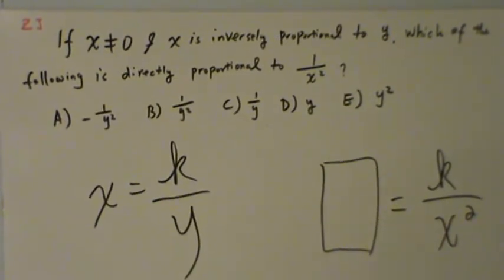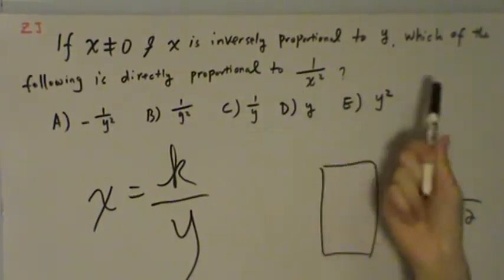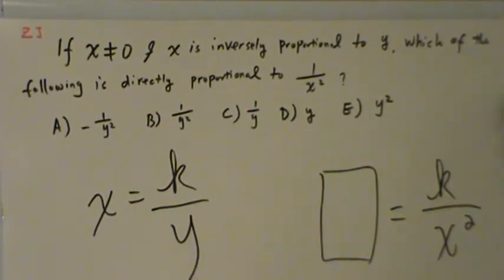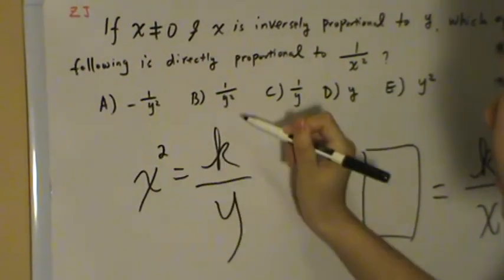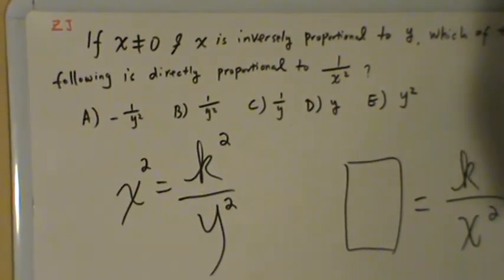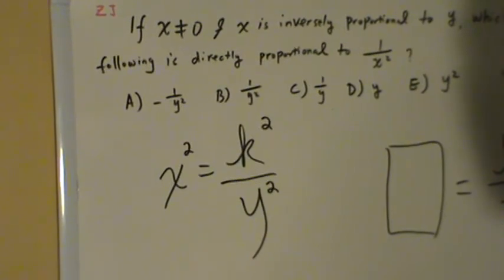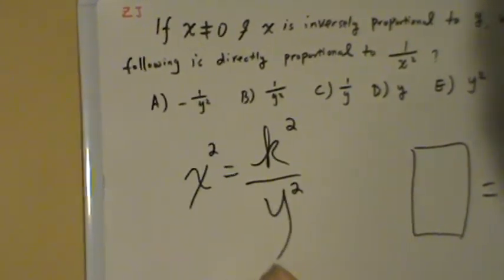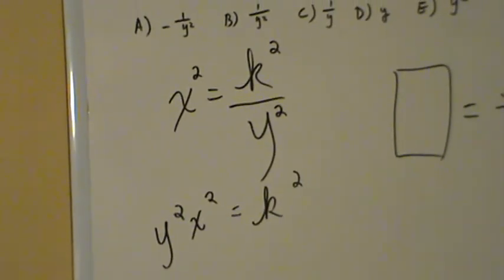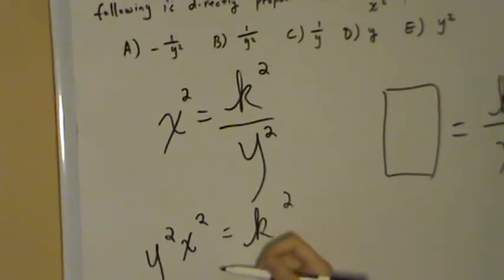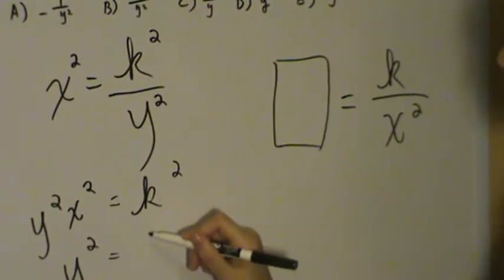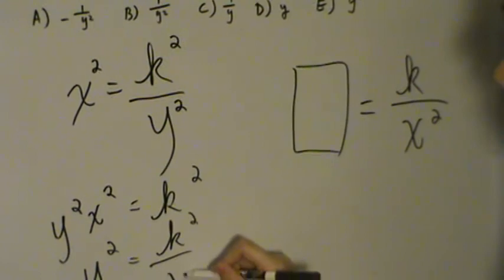Okay, so let's figure this out. Since we want to end up with something like x squared, let's start off by squaring both sides. So we're going to end up with x squared equals k squared over y squared. And then let's try to simplify and manipulate this expression. So I'm multiplying both sides by y squared. Y squared times x squared equals k squared. And I want to end up with something like this. So I'm going to divide both sides by x squared now. So I'm going to get y squared is equal to k squared over x squared.